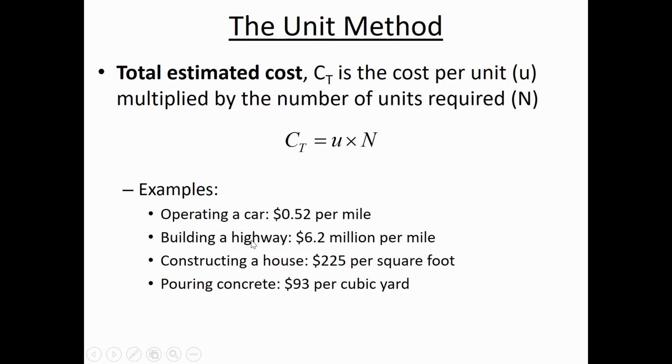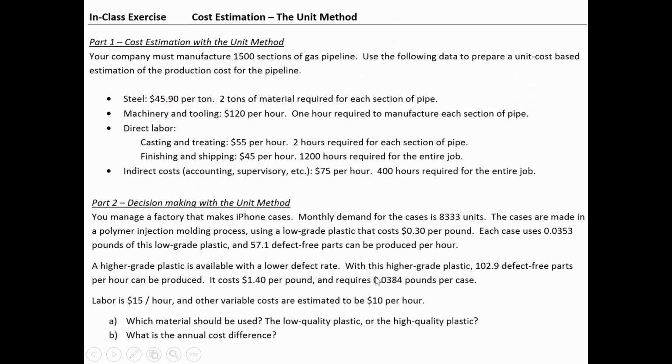I looked up the cost per mile for building a highway. Now, of course, it's going to vary based on where the highway is, but as an average in the United States, $6.2 million per mile of interstate. So that's pretty high. Constructing a house, $225 per square foot. Pouring concrete and so on. So you can do this with just about anything. Find the unit cost of that.